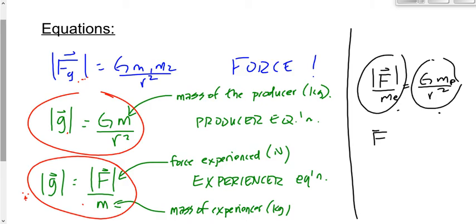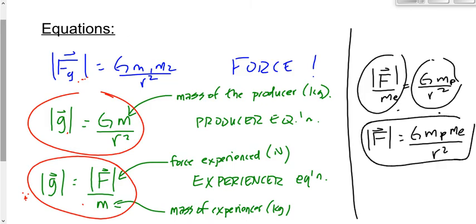Let's rearrange this. If we take the ME up by multiplying, what do we end up getting? G times the mass of the producer times the mass of the experiencer over R squared. Well, lo and behold, when you combine the producer equation with the experiencer equation, what do you end up getting? The gravitational force, Newton's law of universal gravitation. Okay?